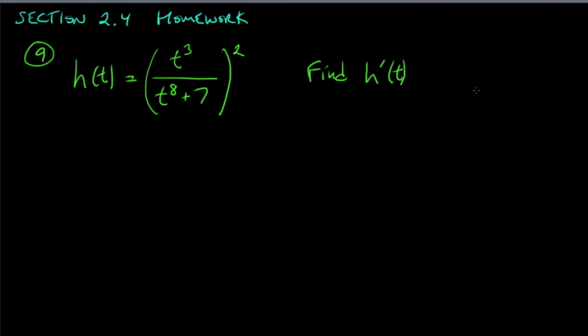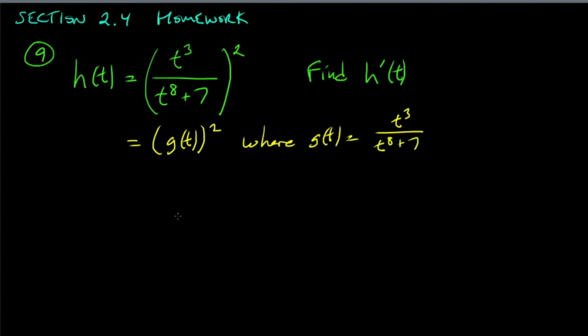So there's a couple ways of doing this. One way is to think of this as some function, I guess I'll call it g of t, squared, right? Where g of t is just what's in the parentheses, right? t cubed over t to the 8 plus 7. So taking the derivative then requires the chain rule. So it's 2 times g of t to the 1. I won't put a 1 there because it looks like a prime, right? And then by the chain rule, we multiply by the derivative of g.